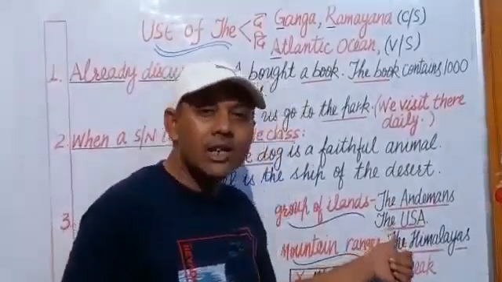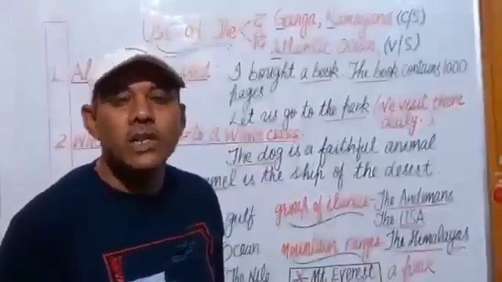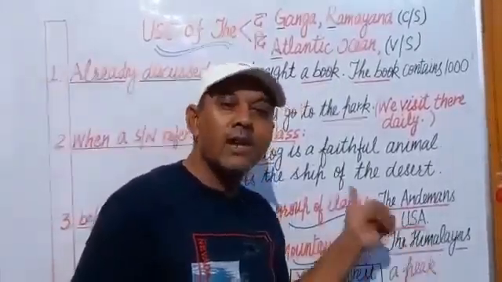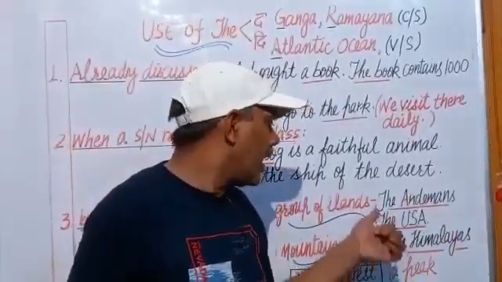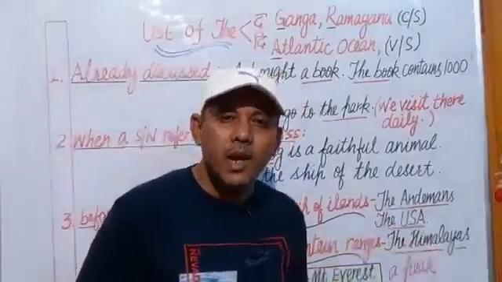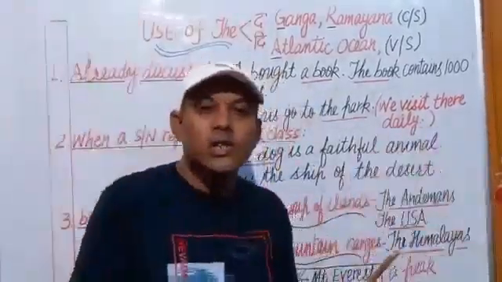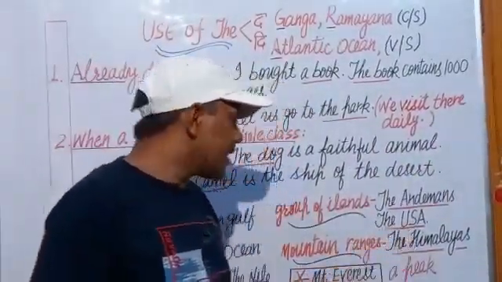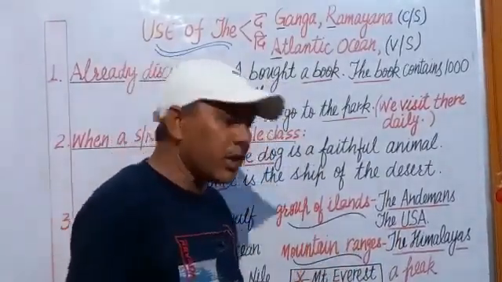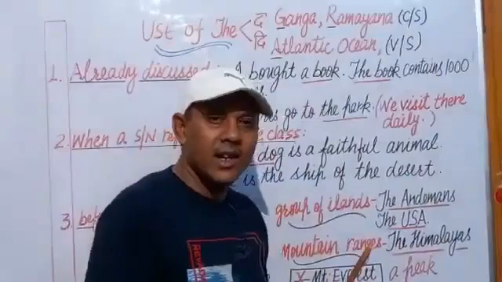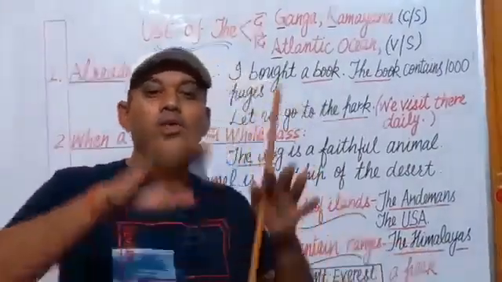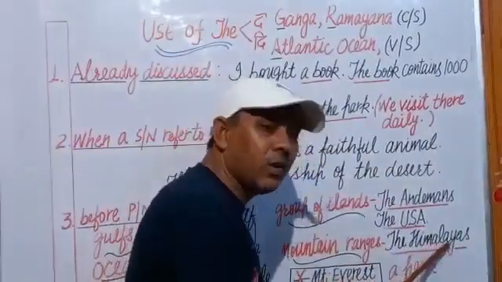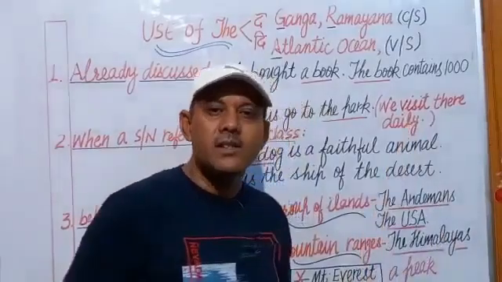But we shall never use the before names of countries. For example, I will never say the India, I will never say the Pakistan, but I will say the USA because USA is a group of small states. That's why I say the USA. In the same way, mountain ranges, for example, the Himalayas. The Himalayas is the name of a mountain range. That's why I use the before this proper noun, the name of a mountain range.